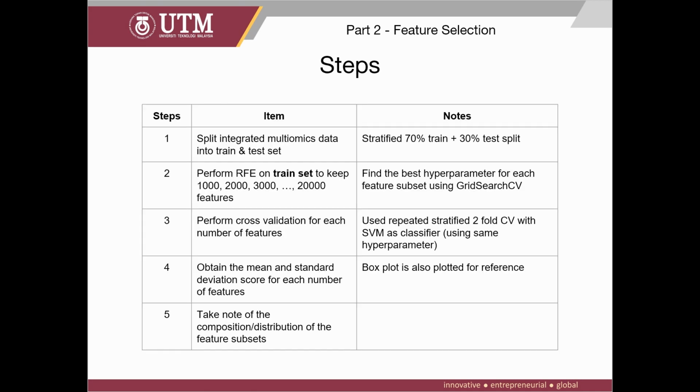Next, let's discuss the steps in my feature selection process. So first of all, I have split the integrated multi-omics data into train and test set. So for this one, I have used a stratified 70% train and 30% test split.